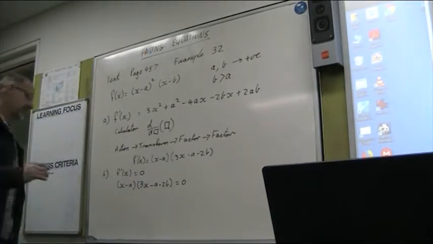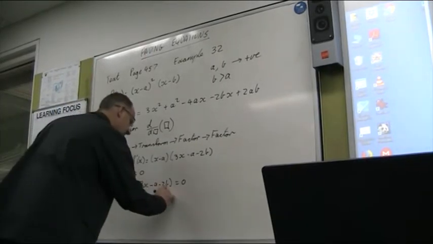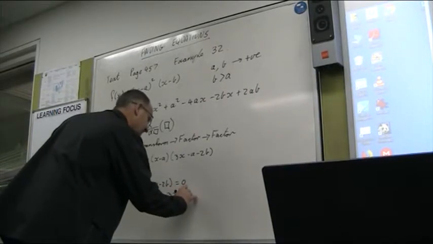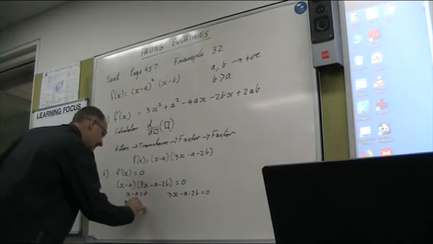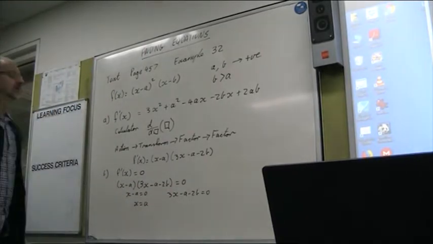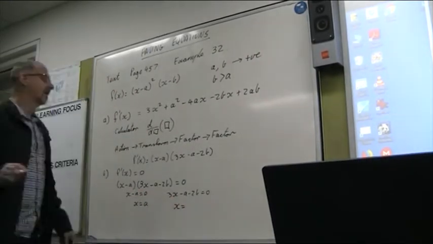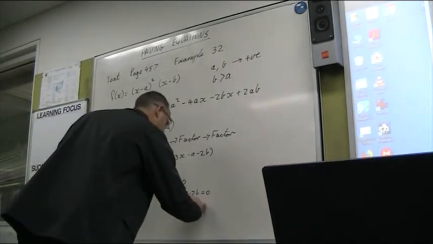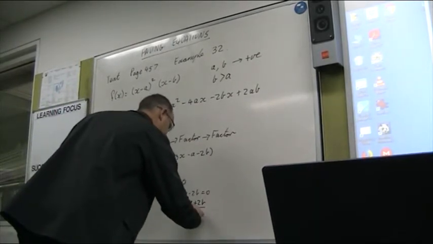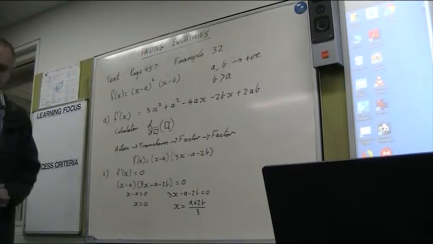Alright, so using the null factor law, x minus a is 0, or 3x minus a minus 2b equals 0. So x is either a or, add a and 2b and then divide by 3, we get that. So we've got two stationary points.